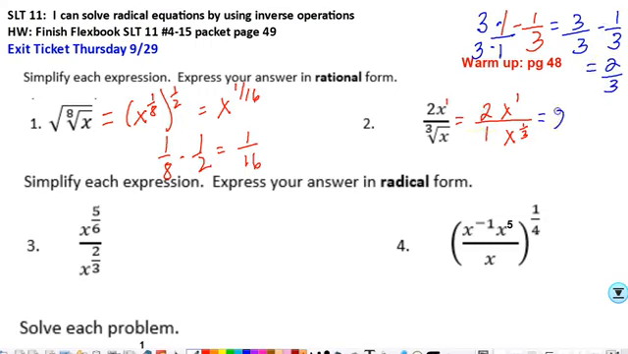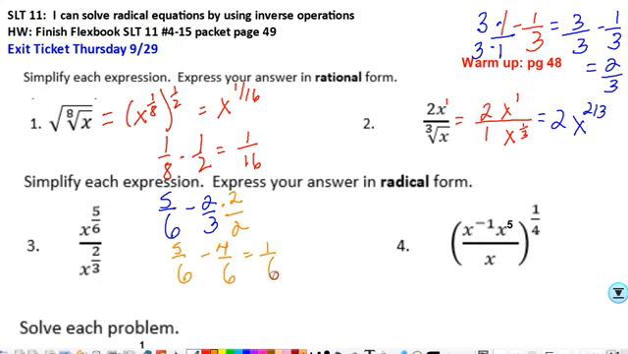So 2 divided by 1 is 2. 1 minus 1/3, 2/3. For number 3, we're going to subtract again. I need a common denominator. So in rational form, this is x to the 1/6. But in radical form, that's the 6th root of x.